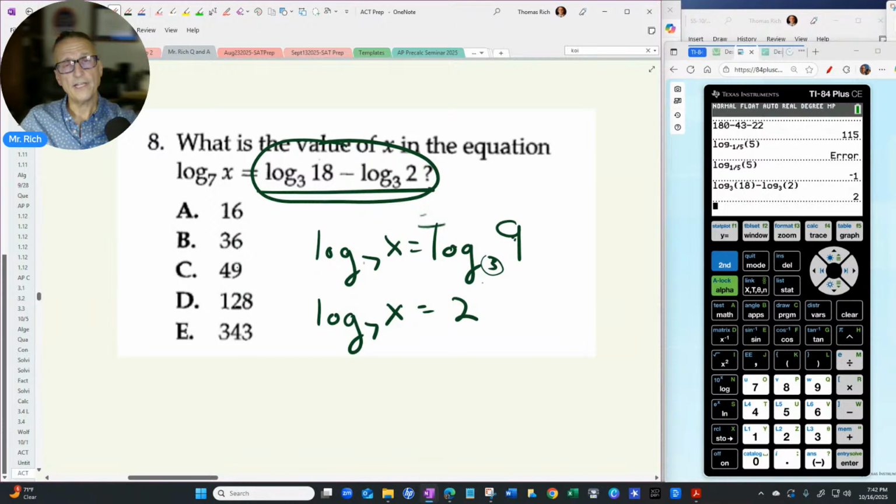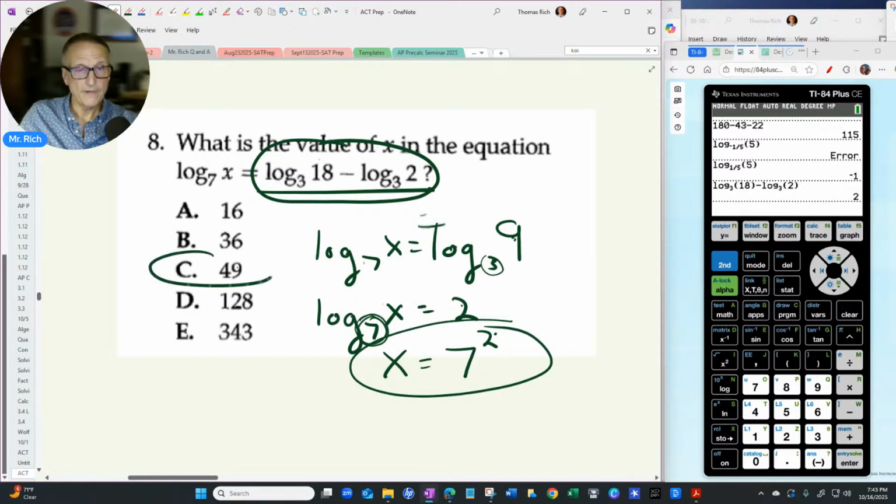And remember on the last problem, I told you that if you could convert from log to exponential, it's probably going to solve your problem for you. That's certainly the case here, because if I take this 7 to the other side, it goes from the base of a log to the base of an exponential. That 2 becomes the exponent. It leaves the x there. There's my answer, 49 right there.